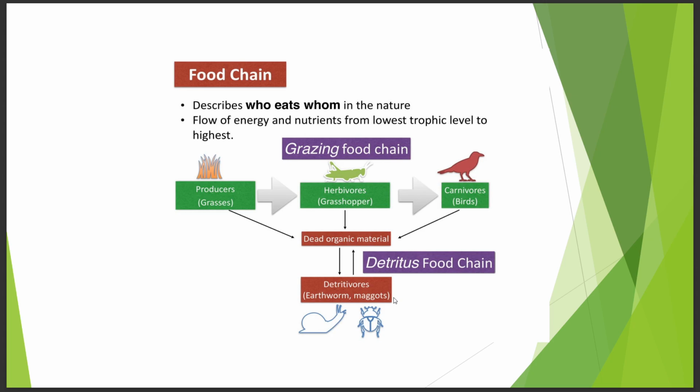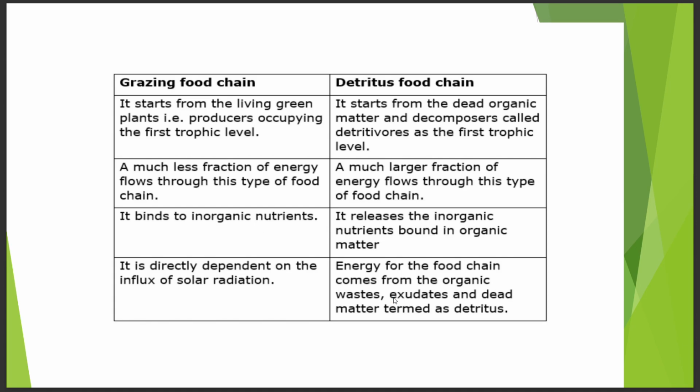Okay. Then speaking of the detritus food chain, it is dependent on dead organic matter. So in the grazing food chain, the energy source is solar energy, but in detritus it is the dead organic matter. Decomposers such as bacteria and fungi break down the dead matter and release nutrients back into the ecosystem. So this is the comparison of both. Okay, just go through it.